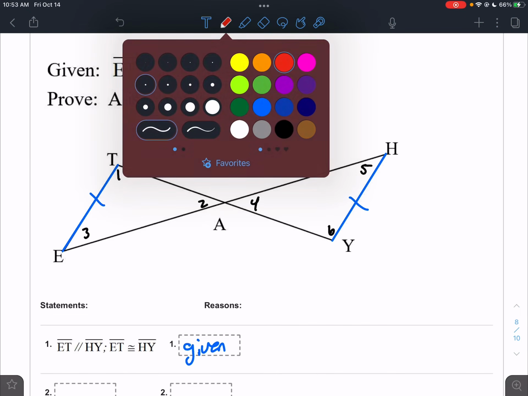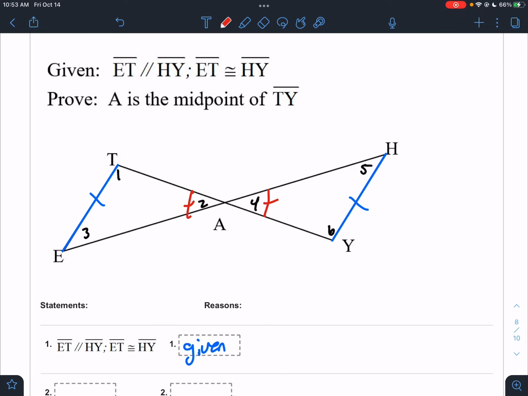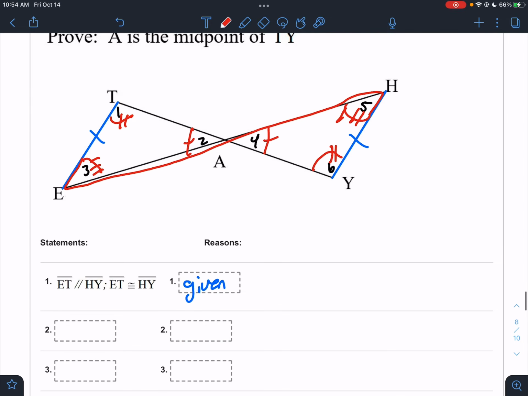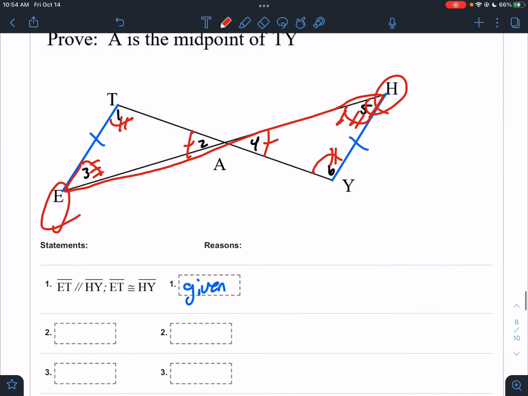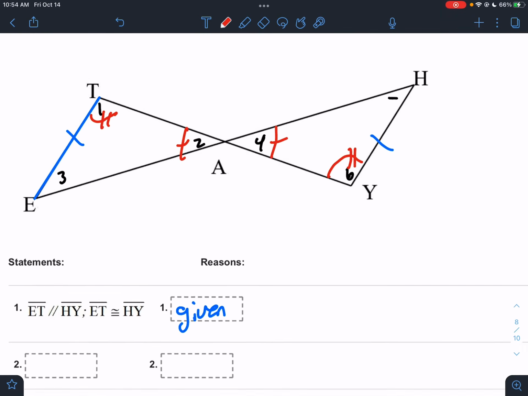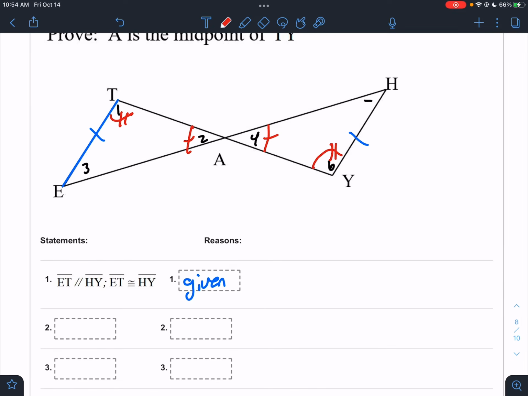So what are the things we know? We know that these angles are equal because they're vertical. We can go 1 to 6. Those are alternate interior angles. We could also go 3 to 5. Well, E and H are not down here. I know that because I made it. T and Y are, but E and H are not. So we're not going to be able to use those in this proof, but if you were doing a free response one, you could. But we're going to ignore those because they're not really a choice for us this time. So this is going to be our proof. Those are going to be the ones we have to use.